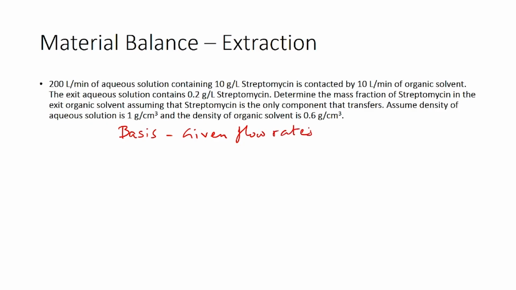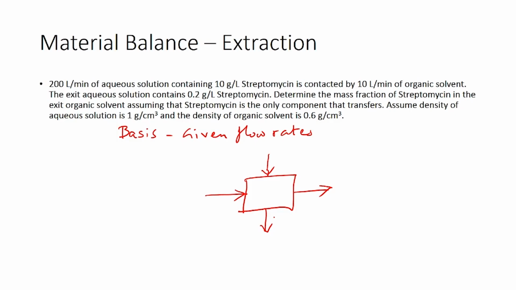Now that we have identified the basis, the next step is to convert this word problem into a flow chart. So this process is an extraction process which has two inputs and two outputs. The first input is an aqueous solution which enters into the system containing the streptomycin, and the second input is an organic solvent which also enters into the system but does not contain any streptomycin. So you also have two exit streams, one being the extract which is the organic solvent leaving with the streptomycin, and you also have a raffinate which leaves the system as a waste product, which is basically the aqueous solution containing very low concentration of streptomycin.